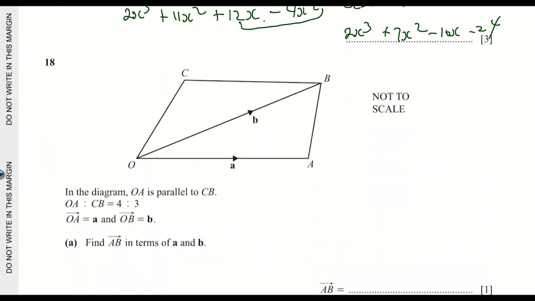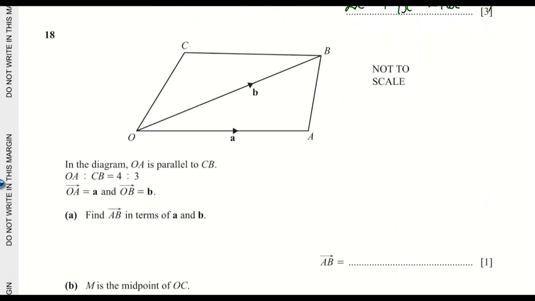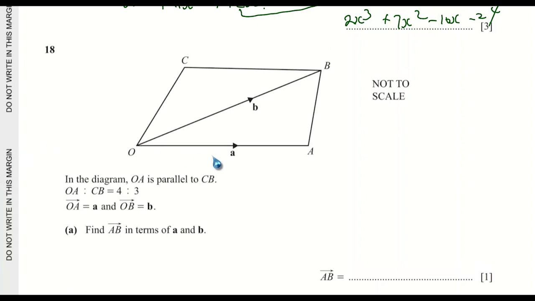Question 18. In the diagram, OA is parallel to CB. OA is parallel to CB. That means they are moving in the same direction.